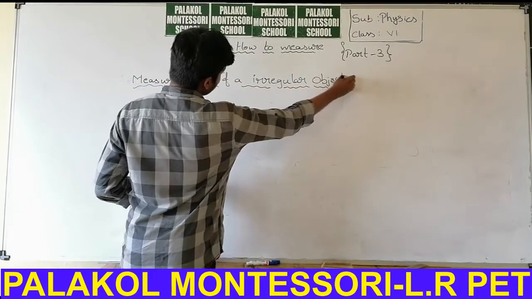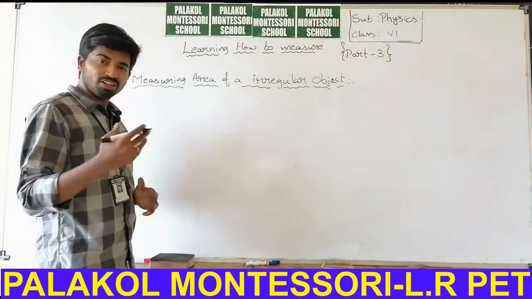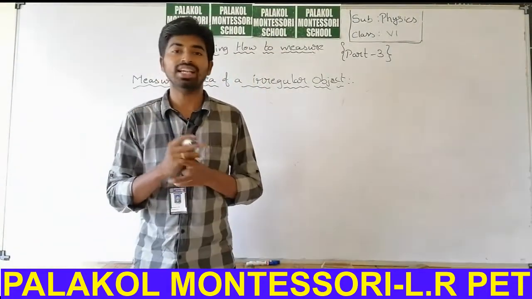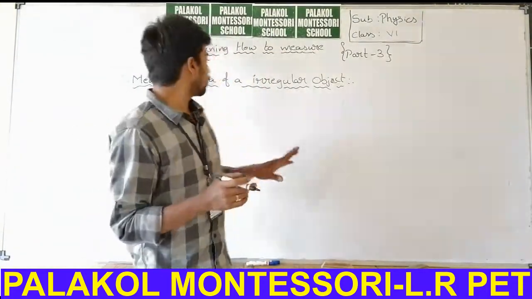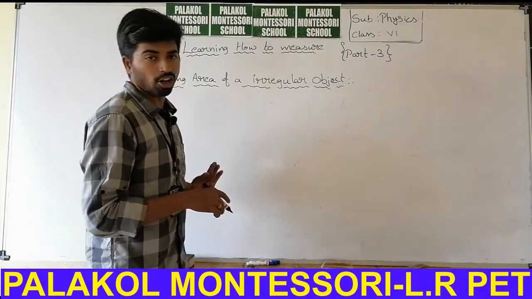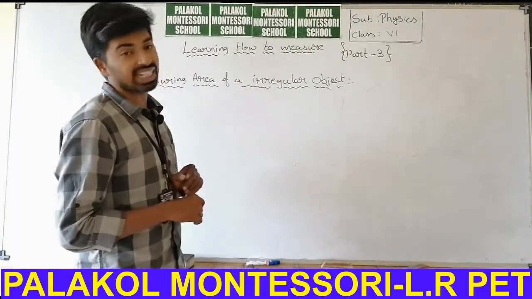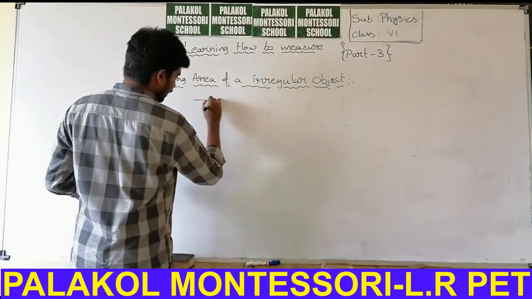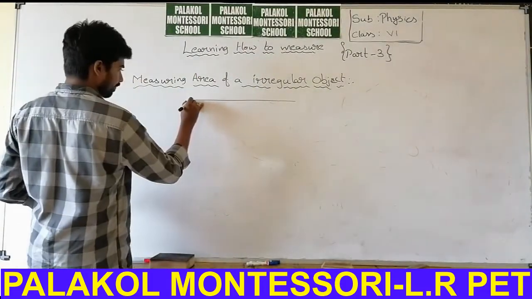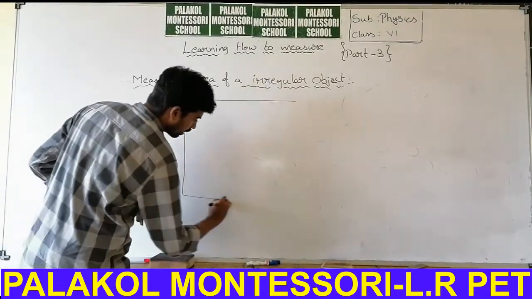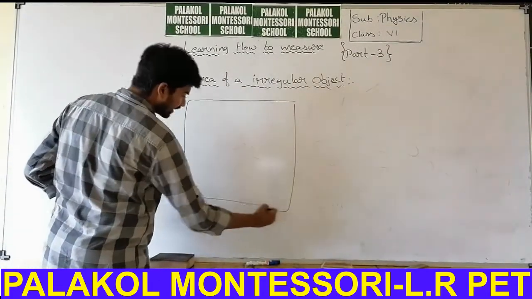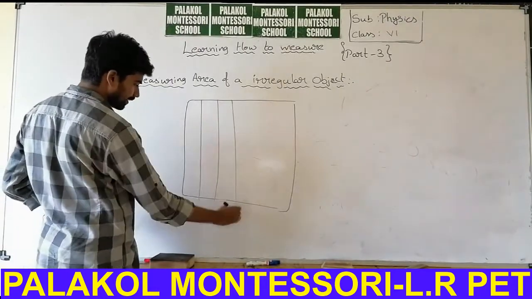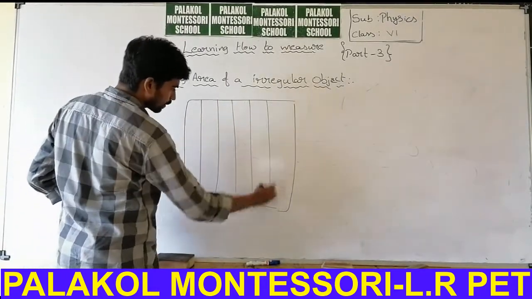In the previous session we learned how we measured the length of a curved line. We used thread. Similarly, to measure the area of an irregular object, we can use the graph paper. If you observe the graph paper, the complete sheet is divided into square boxes.